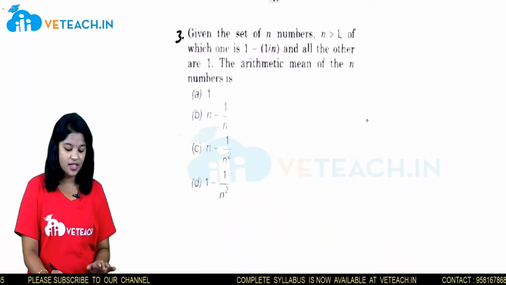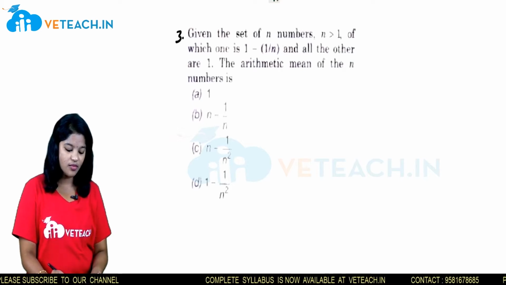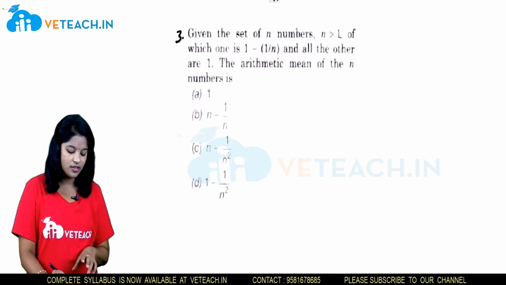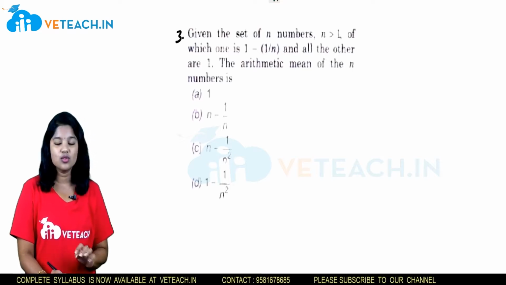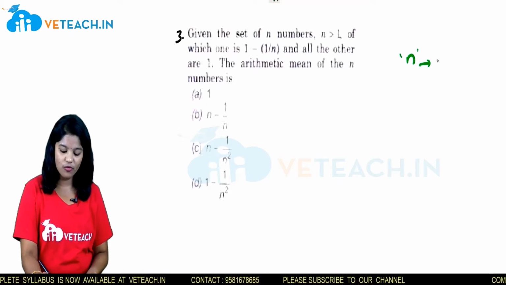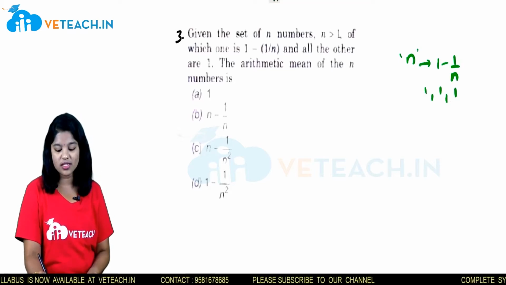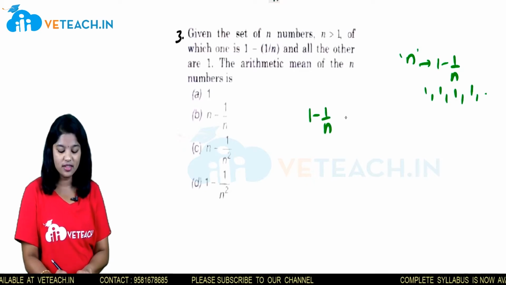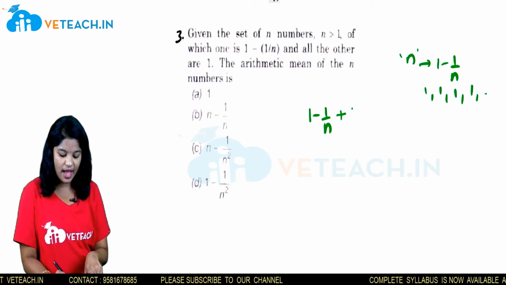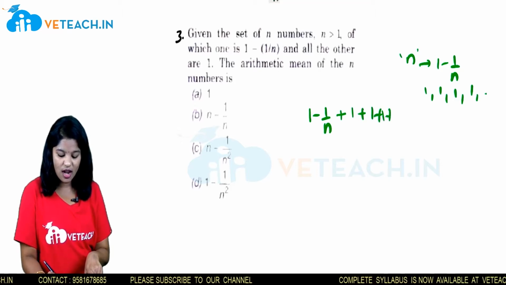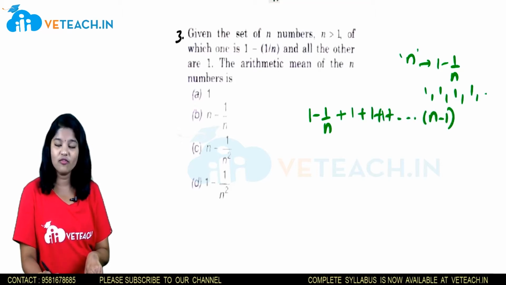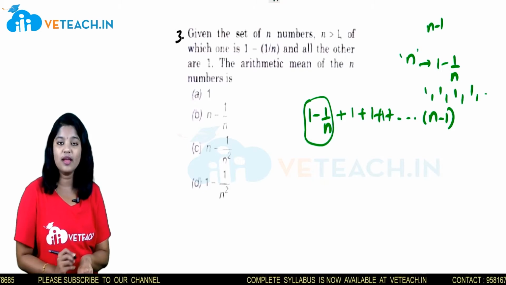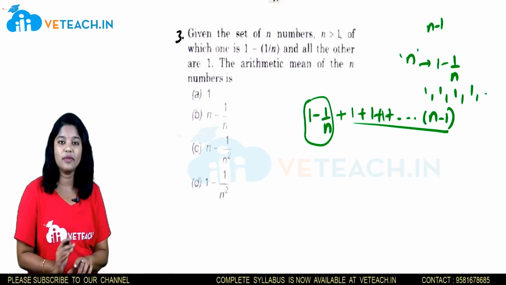See the next question. Given a set of n numbers, n greater than 1, of which one is 1 minus 1 by n and all others are 1, the arithmetic mean of the n numbers is. So here totally n numbers are there, out of them one is 1 minus 1 by n and all other numbers are simply 1. Arithmetic mean means just add 1 plus 1 plus 1 up to n minus 1 times. Why? Because already out of n numbers, one number is fixed, so the remaining numbers will be n minus 1.